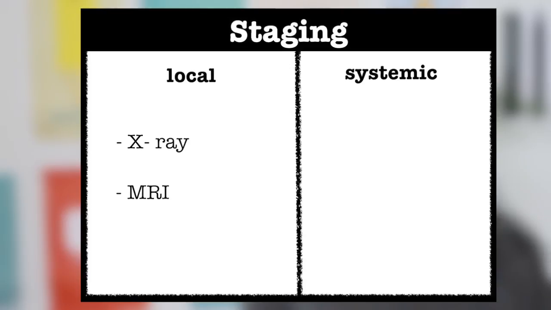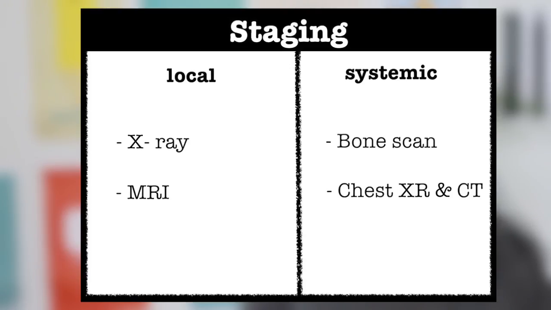For systemic staging, one would do a bone scan as well as a CT of the chest, a chest X-ray, and a CT of the abdomen to exclude metastases. Bloods aren't that helpful. They're more helpful in a pre-operative setting for things like hemoglobin, and the ALP and the LDH, you expect them to be markedly raised just because of the increased bone turnover.